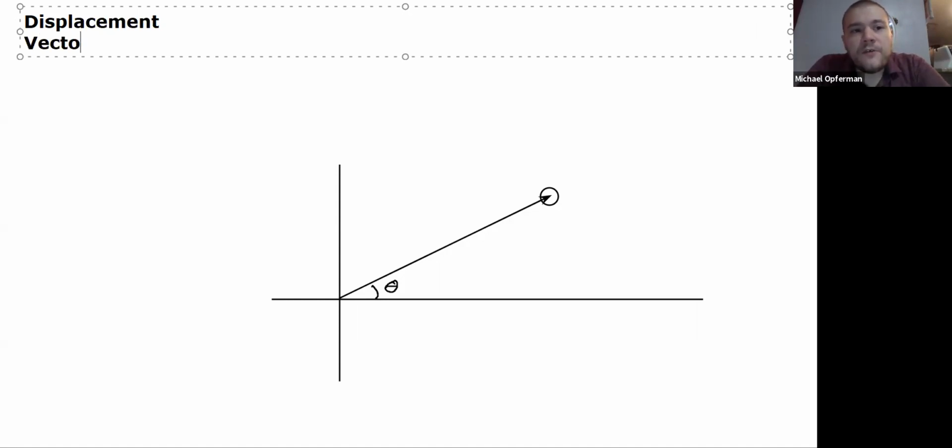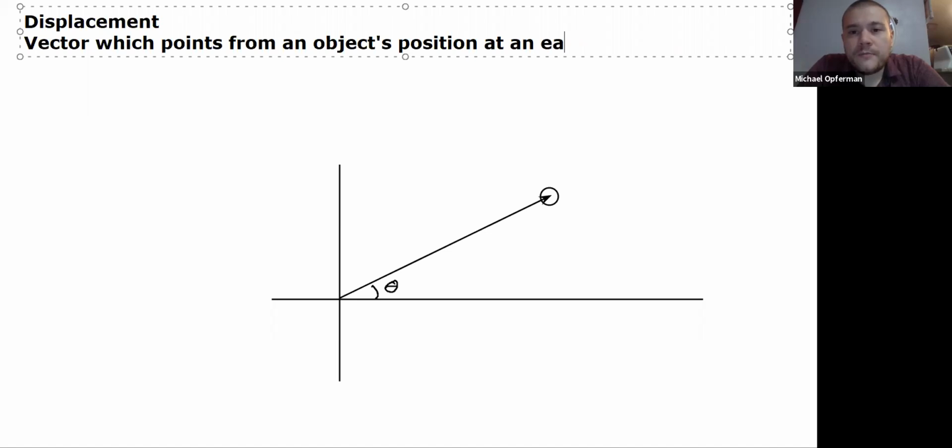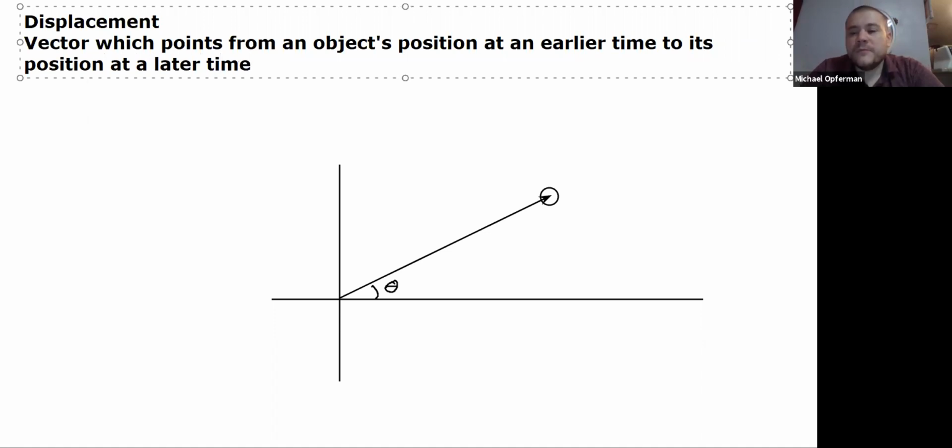Displacement is a vector which points from an object's position at an earlier time to its position at a later time. So now we're basically introducing the idea that some amount of time has elapsed between an initial state and a final state, and the object was at one location in the initial state, and a different location in the final state, and we want to ask the question of how far did it move in that time interval? That's sort of what the displacement is asking about.